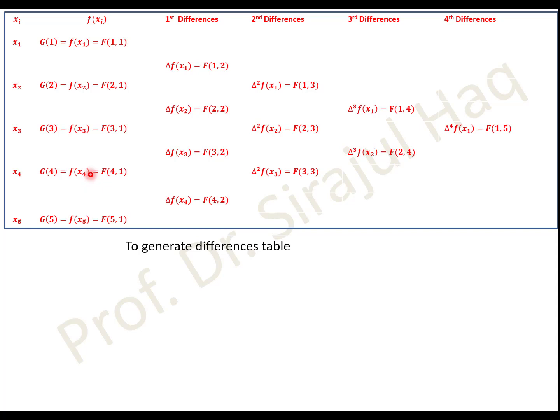So you can see the rest of the thing will be the same, but here we don't have any kind of division. Similarly, this value is equal to this value minus this value. This value is equal to this minus this. And similarly, delta cube f of x1 is equal to delta square f of x2 minus delta square f of x1. And finally, delta 4 f of x1 is equal to delta cube f of x2 minus delta cube f of x1. So you can see there is no division, as we discussed in the previous lecture.